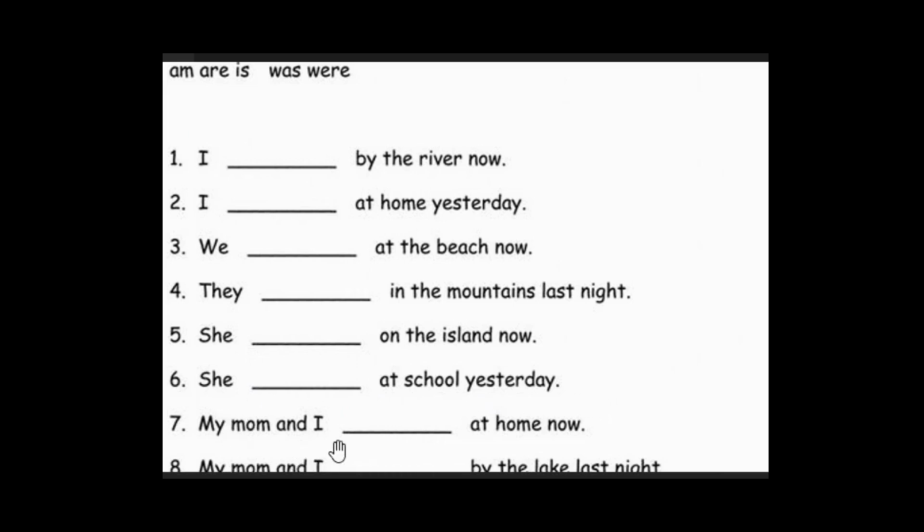"My mom and I dash at home now." My mom and I are. Are, because there is more than one person here, mom and I. They are at home now, both together at home. So we use are. My mom and I are at home now. So at present they are at home.